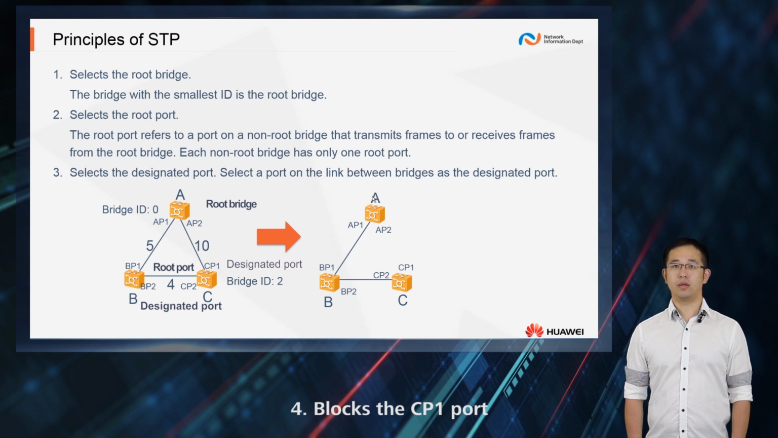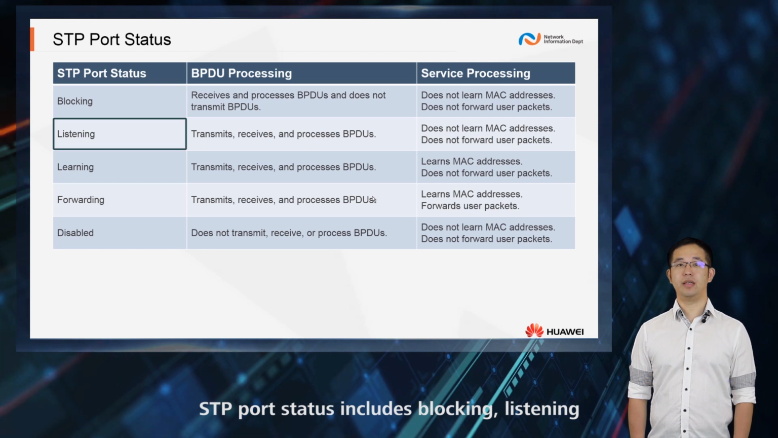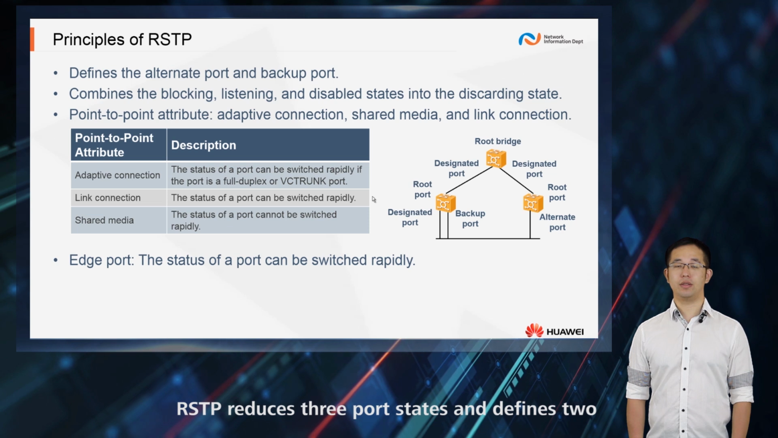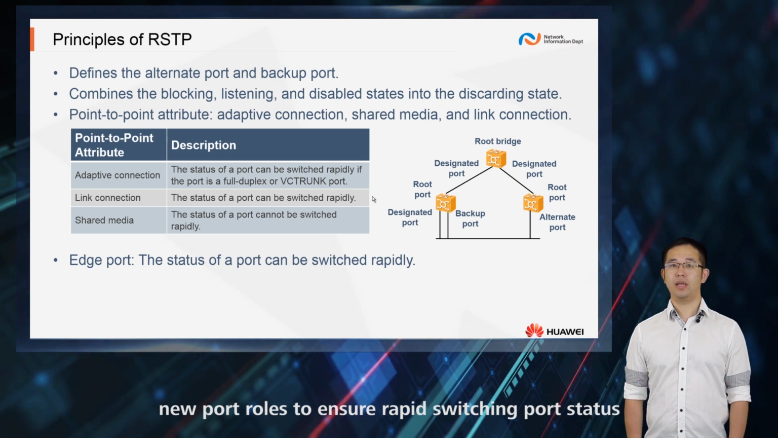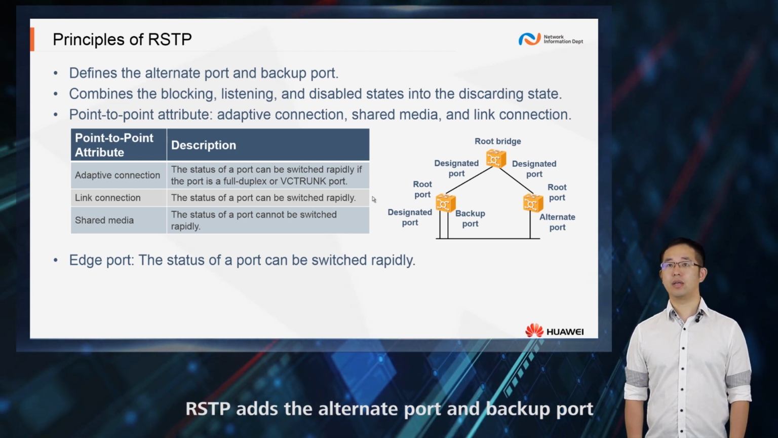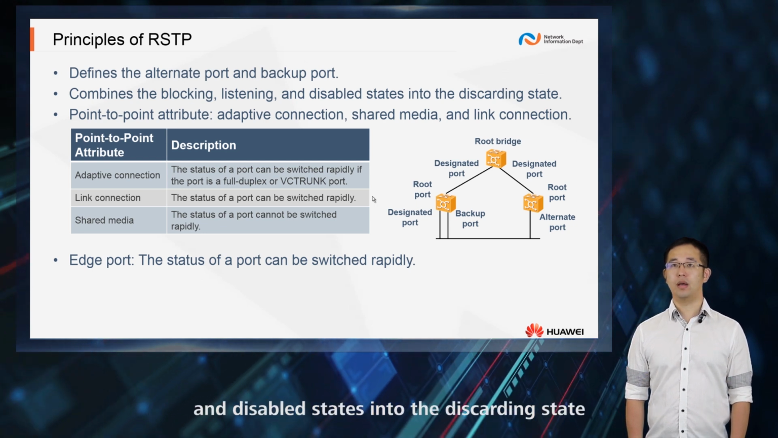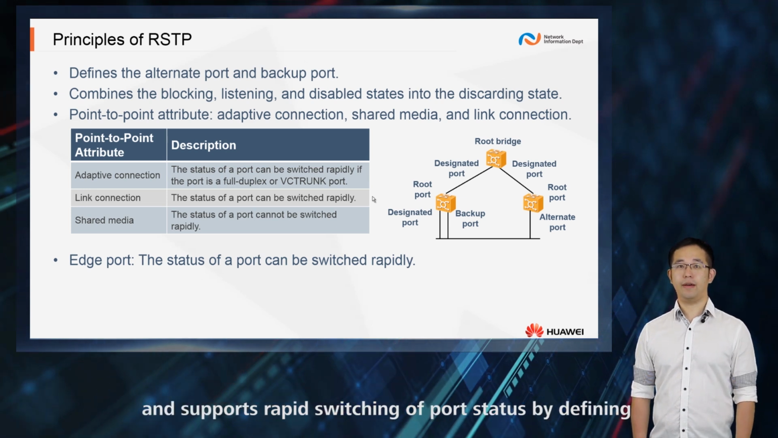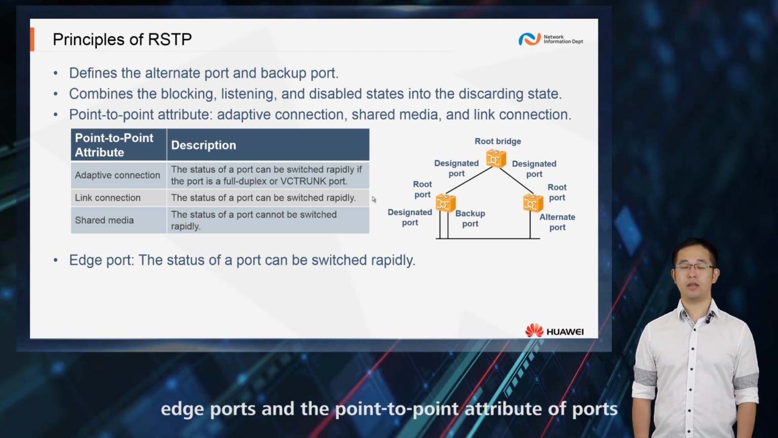4. Blocks the CP1 port. STP port status includes blocking, listening, learning, forwarding, and disabled. RSTP reduces 3 port states and defines 2 new port roles to ensure rapid switching of port status. RSTP adds the alternate port and backup port, combines blocking, listening, and disabled states into the discarding state, and supports rapid switching of port status by defining edge ports and the point-to-point attribute of ports.